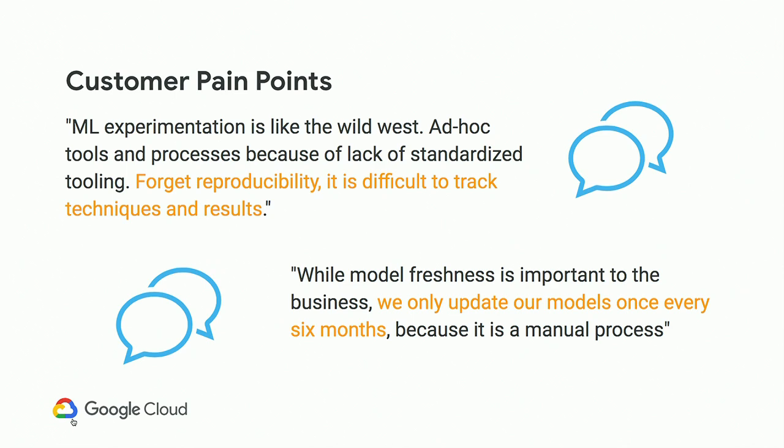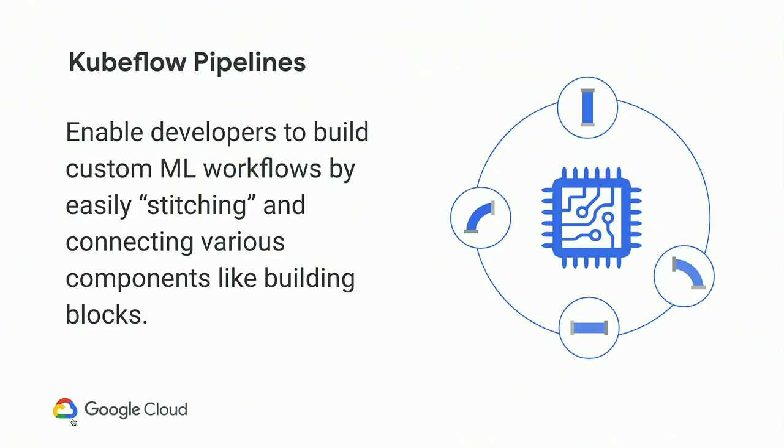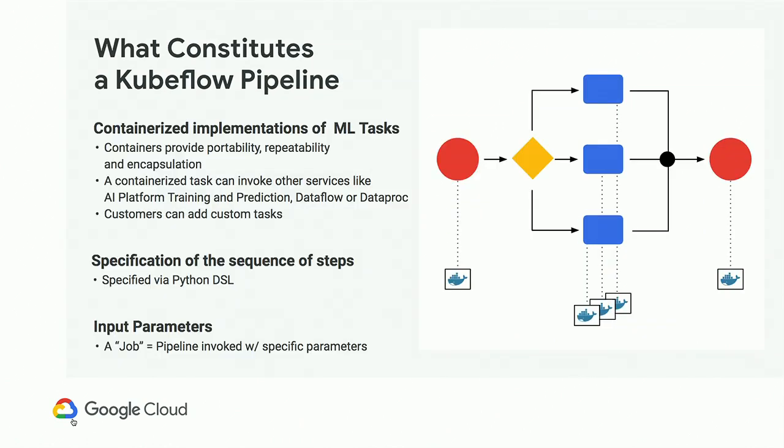So there are a bunch of customer pain points. First of all, there are so many options that they don't even get to worry about reproducibility. They're just tracking how many tools and techniques people are using in their companies to run these workflows. And second, they only update and run their model every 6 months because it is so hard to train it every single time. So Kubeflow Pipelines enable developers to build custom machine learning workflows by stitching together these components. And you can think of those components as building blocks.